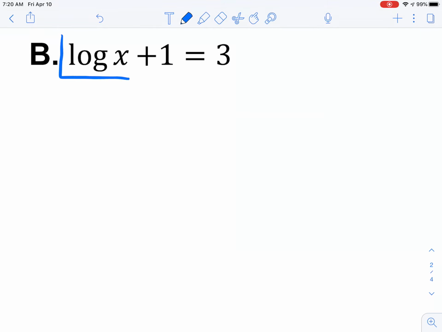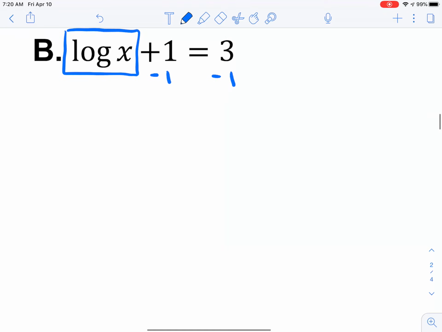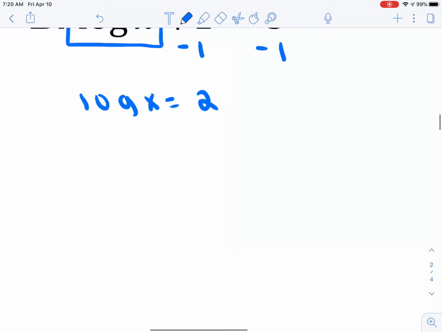We need to isolate the log. Like always when solving, you want to isolate that expression that has x. So what I'm going to do is isolate that term that has x. We're going to subtract the 1. And then from here, you may say, well, I want to get x alone. Remember that we're going to use the circle of life to get rid of the log.